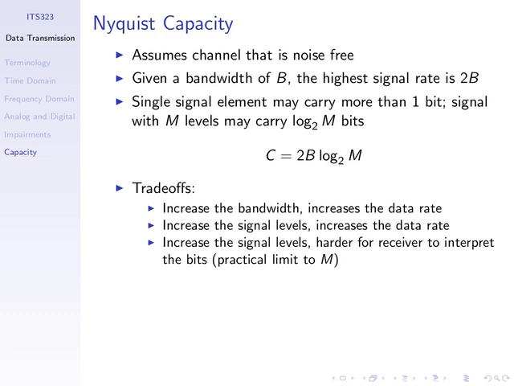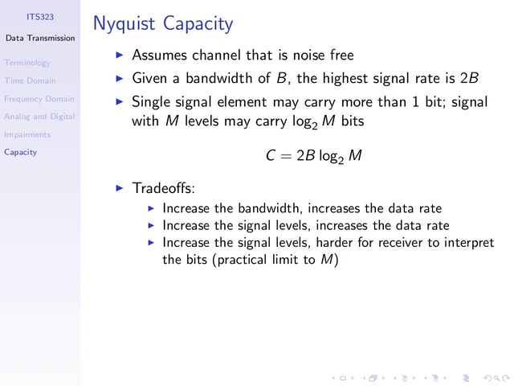So, we want to increase the data rate. That's our goal, to get data sent as fast as possible. So we increase the bandwidth, but we've said before that the higher the bandwidth we use, the higher the cost of our system. The more bandwidth we use, the more we need to pay to use that. So we can't increase the bandwidth to be very large because we have to pay too much.